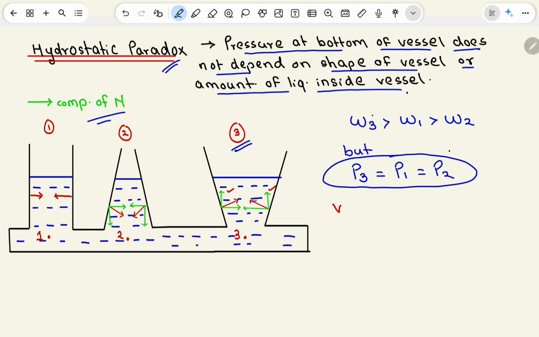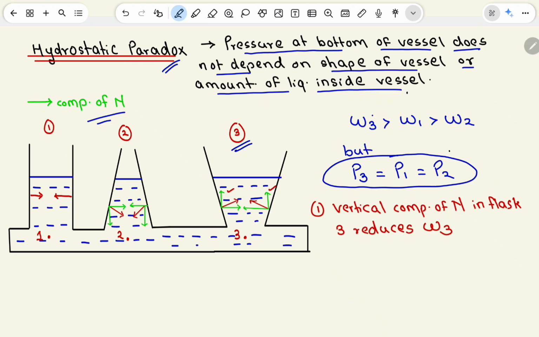So the vertical component of normal reaction in flask 3, since it is in the opposite direction, will oppose the weight in flask 3, and therefore it reduces the force exerted by the weight. So the vertical component of normal reaction in flask 3 reduces W3.